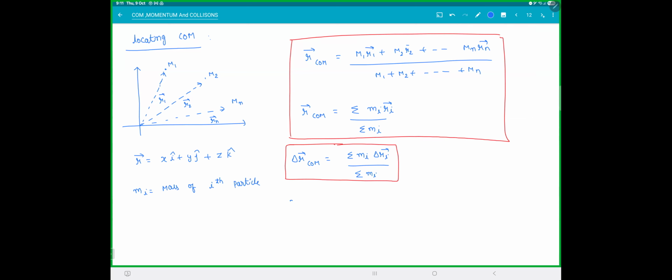So in this, if you just want the x coordinate, then you just take the x coordinates. X coordinate of center of mass will be sigma mi xi by sigma mi. If you want y center of mass, then we use sigma mi yi by sigma mi. Z coordinate will be sigma mi zi by sigma mi.